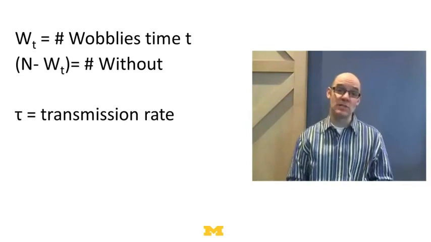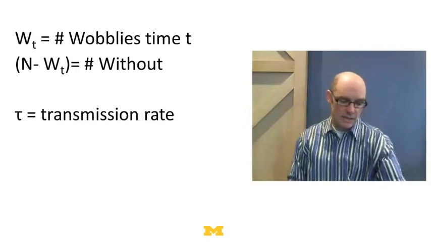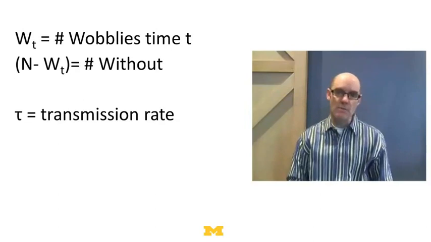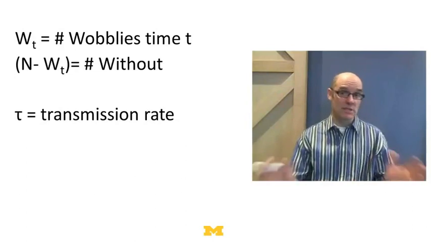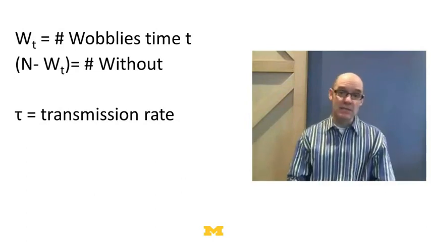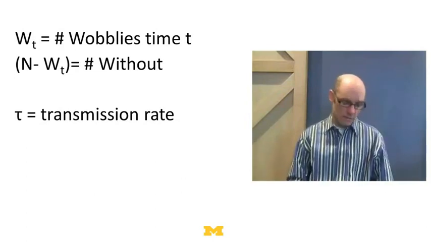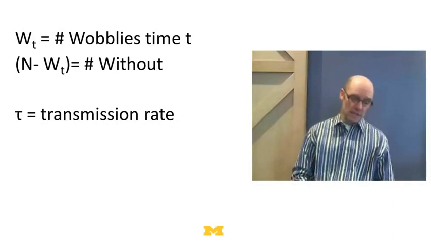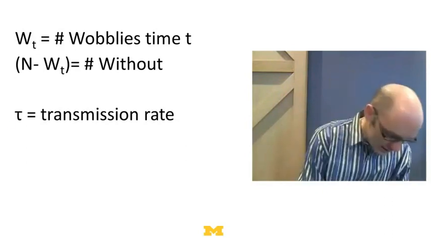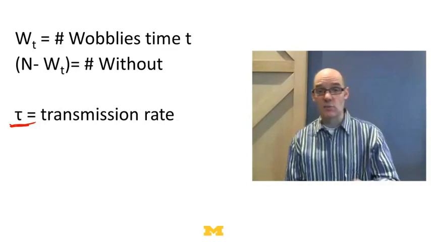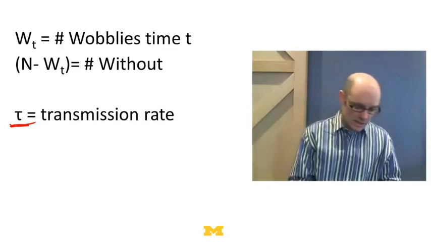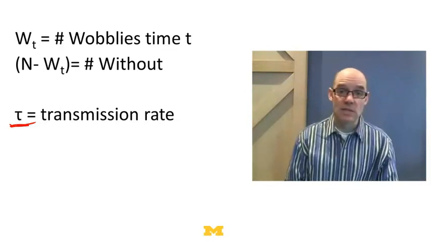Let's suppose that there's some new disease called the wobblies. And we're going to let W sub t be the number of people who've got the wobblies at time t. Now, if there's n people total in our population, so this could be a community or an entire society, n minus W_t is going to be the number of people who don't have the wobblies. And so this variable tau is just the transmission rate. So it's the likelihood that someone with the wobblies gives the wobblies to someone who doesn't have the wobblies, right?